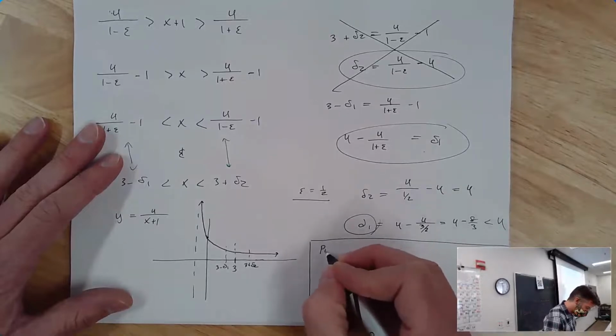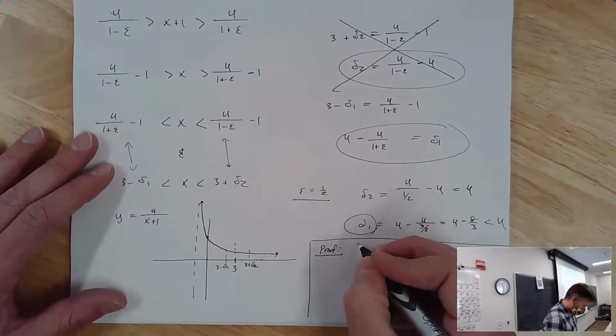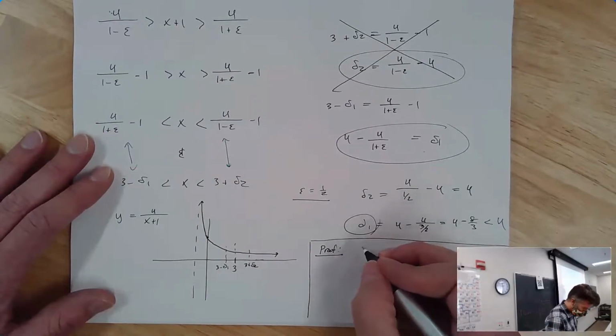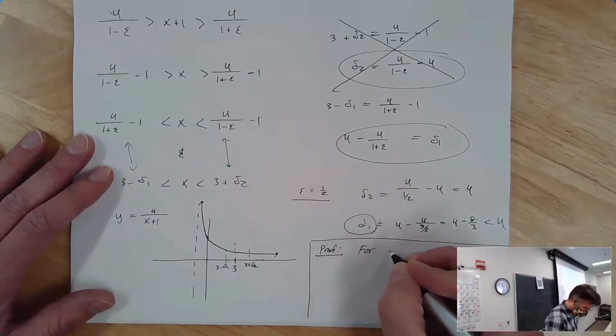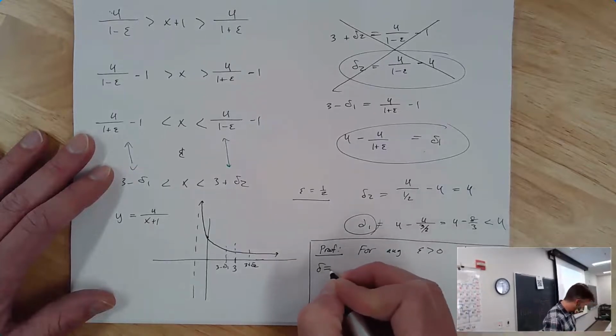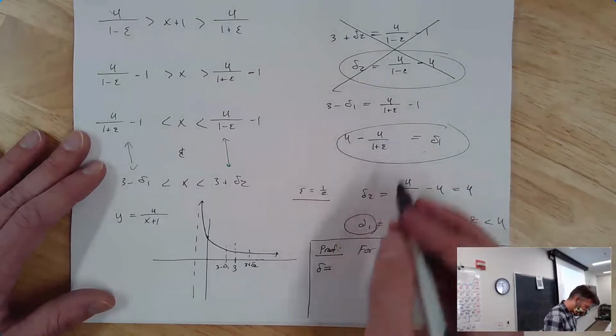Here's our proof. You can say, great. That's an interesting way of writing it. So for any epsilon greater than 0, if delta is equal to, I forgot what it was, it's right there. It's 4 minus 4 over 1 plus epsilon.